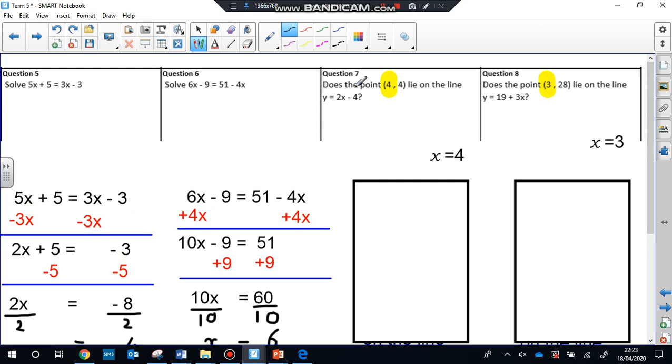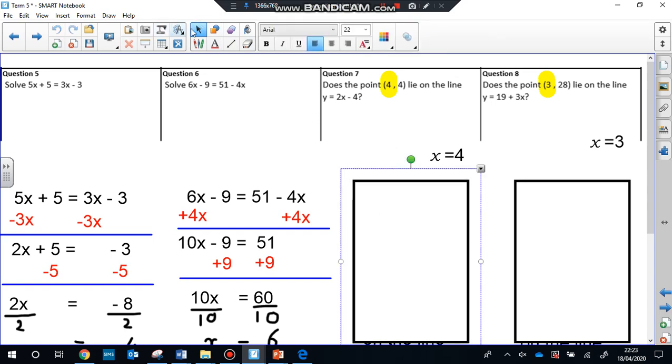So this question is a new one. We've not seen anything like this before. So it says, does the point 4, 4 lie on the line y equals 2x minus 4? So if you remember, with a coordinate, the first number is your x number, the second number is your y number, and this is the equation of a straight line. So what we need to do is take the x number, which in this case is 4, so I've written here x equals 4. We're going to substitute that into this equation and see what y comes out as. So we started with y equals 2x minus 4.